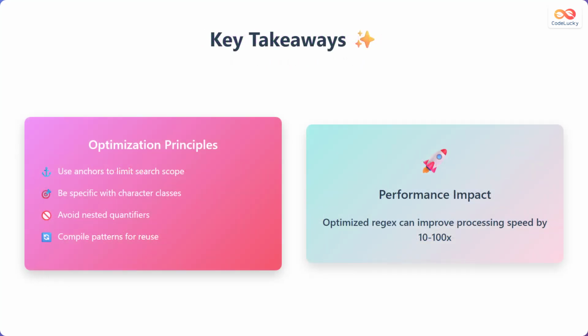Let's recap the key optimization principles. First, use anchors to limit the search scope. Second, be specific with character classes. Third, avoid nested quantifiers that can lead to catastrophic backtracking. And fourth, compile patterns for reuse. By applying these principles, optimized regular expressions can improve processing speed significantly, often by a factor of 10 to 100 times.